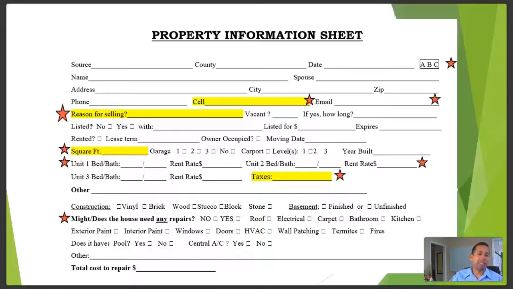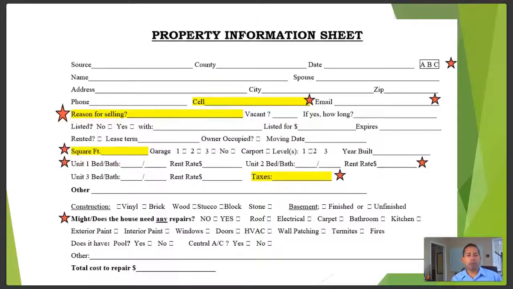Pools, 15 years. Central AC, 10 years. So we know those types of things. So when I go and I say, what kind of repairs might the house need? They say nothing. I say, great. When was the last time you changed the roof? Well, we haven't had to. We haven't had any problems with it. So 15 years. I already know that is at the end of the life of that roof.